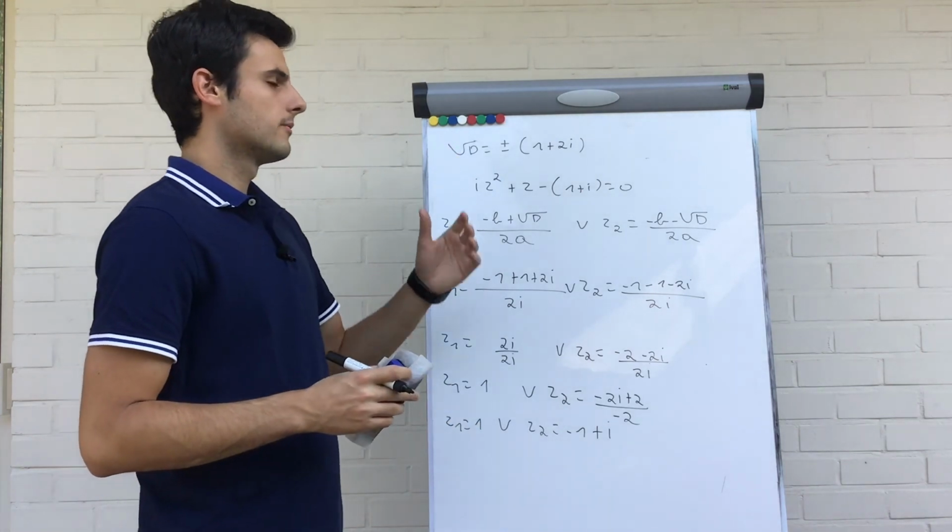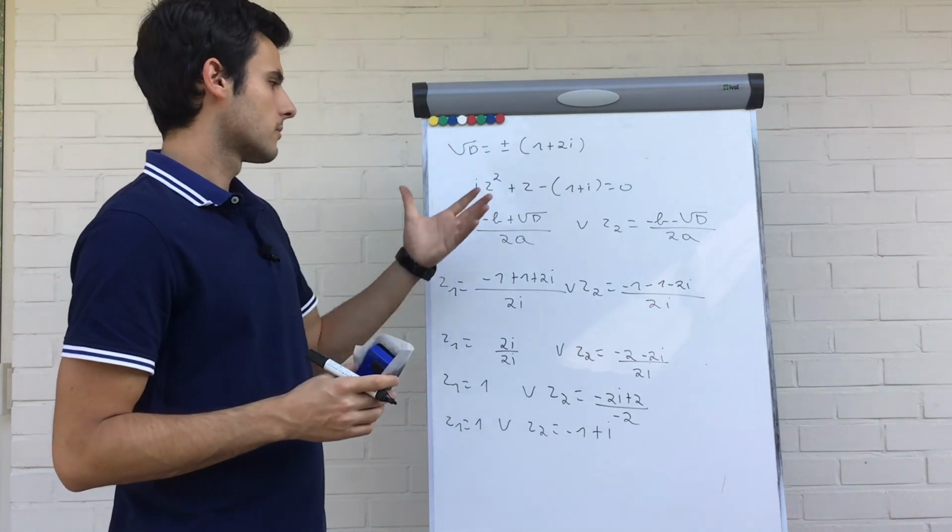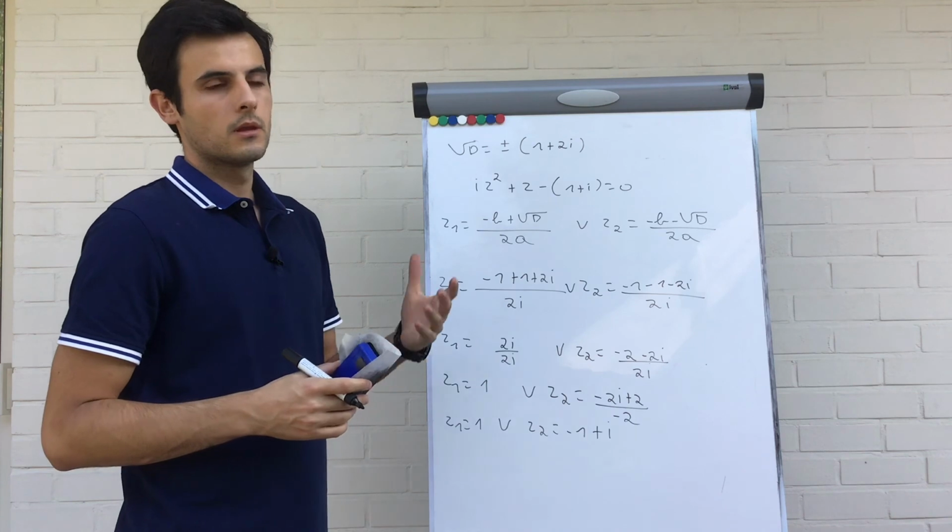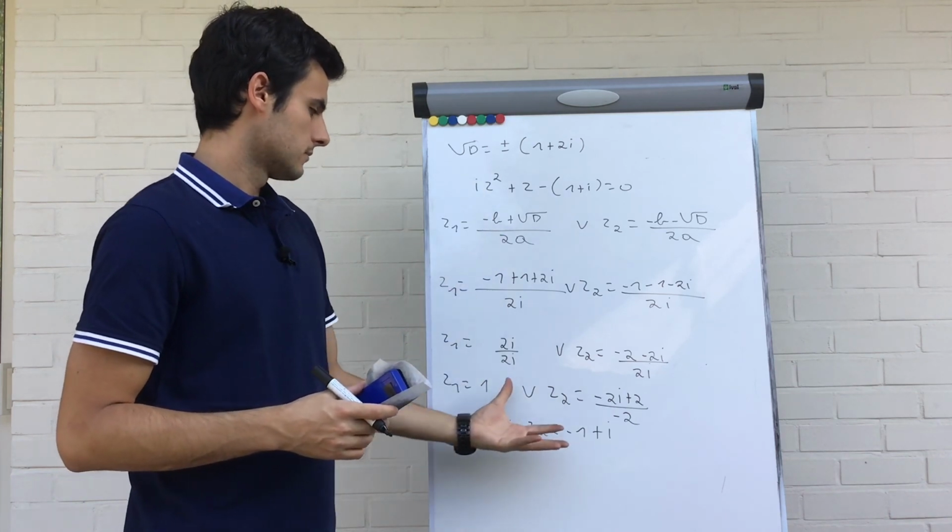So you see, if the discriminant is a complex number, it's a lot of calculations, and then you get this.